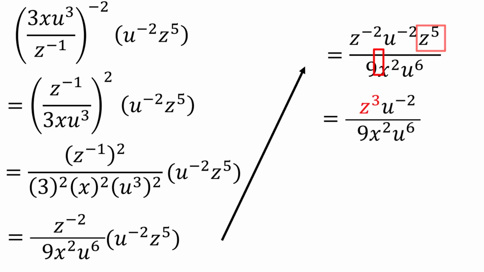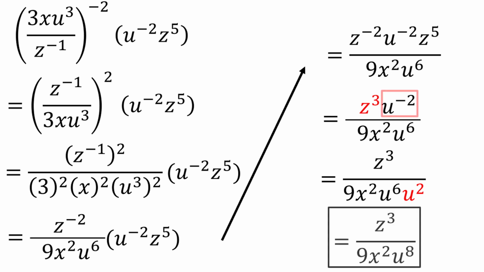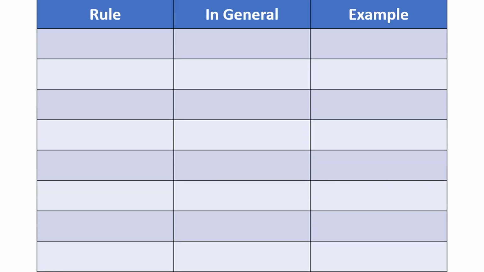We can rewrite u to the negative 2nd as u squared in the denominator, so that we have z to the 3rd power divided by 9x squared u to the 6th u to the 2nd, which simplifies to z to the 3rd power divided by 9x squared u to the 8th, when we add the u exponents, which is our final answer. Okay, that completes the example portion of this video.